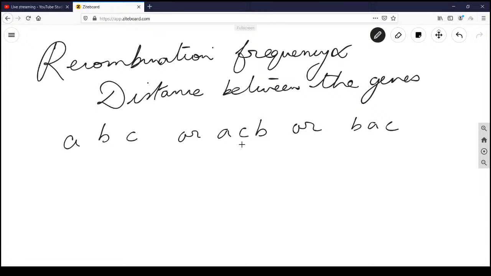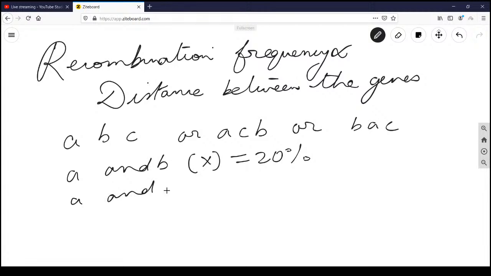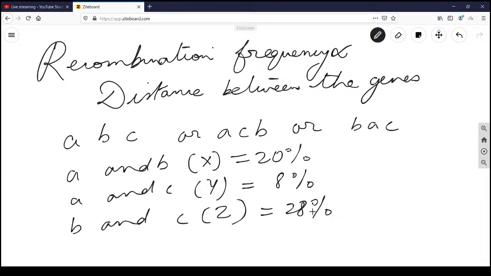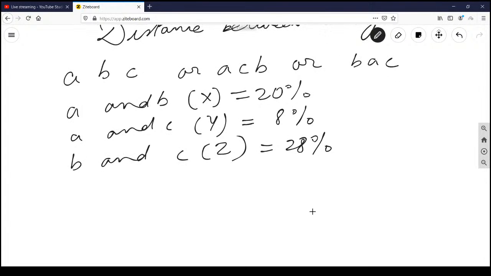So the combination frequency between A and B is 20%. Let's call this combination frequency X. X is 20%. Then A and C, we can call it Y, that is 8%. Then B and C, I can call it Z, that is 28%. Now, as we can see, is Z equal to X plus Y or not? Just check.